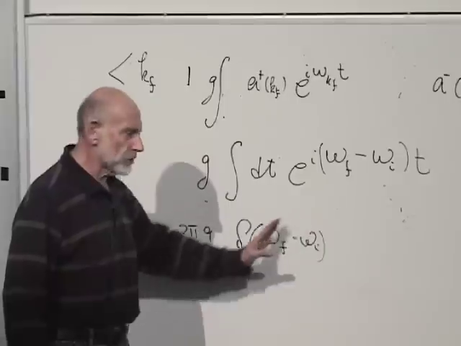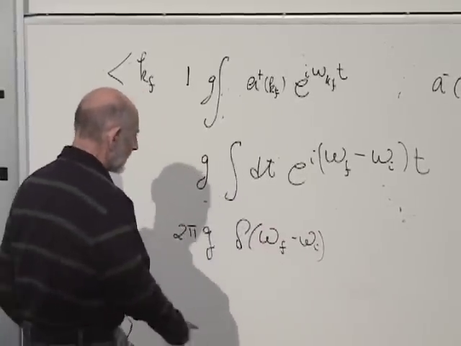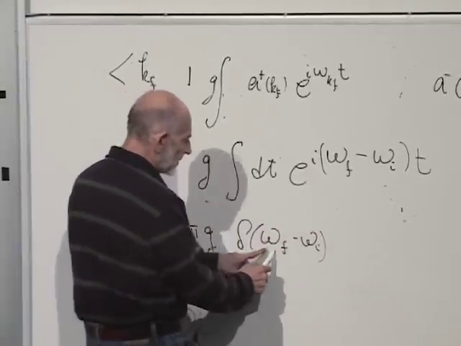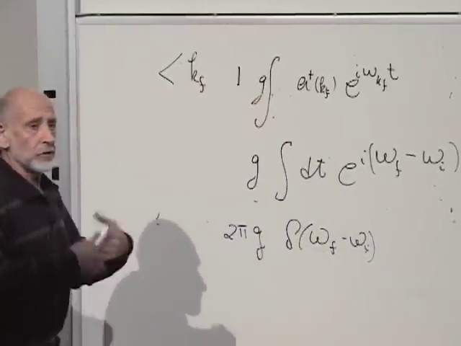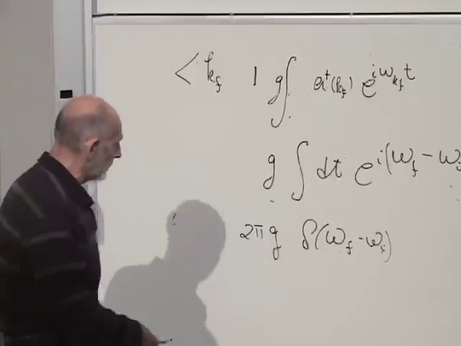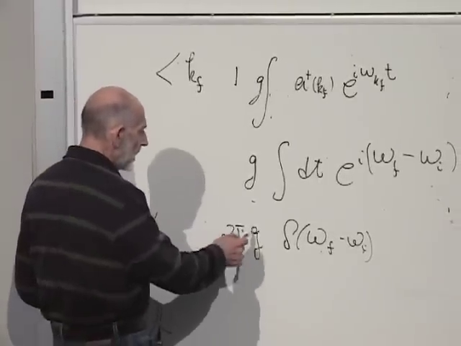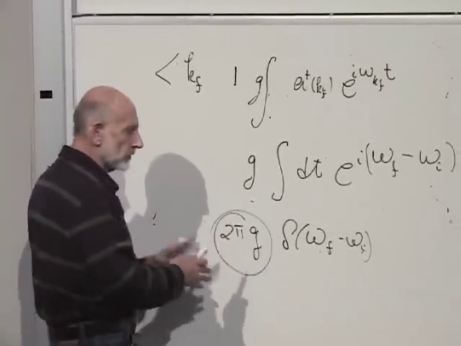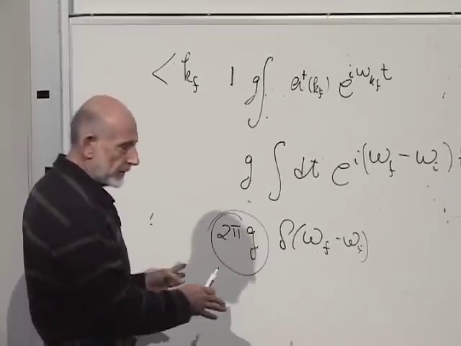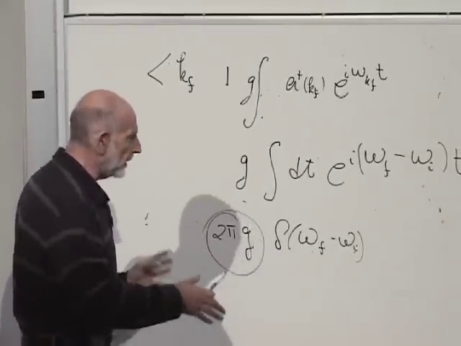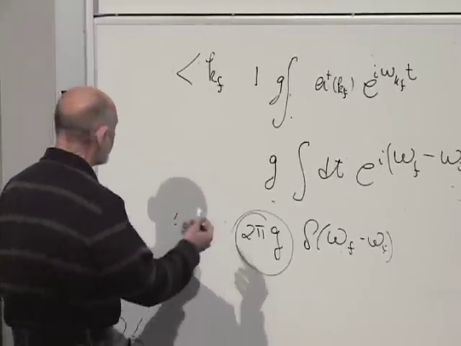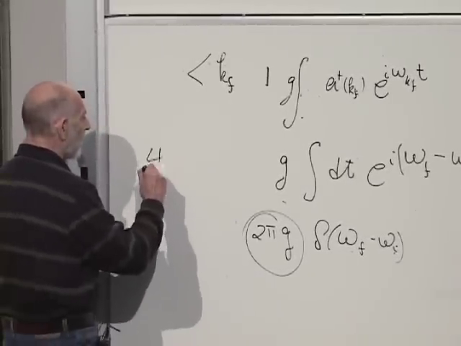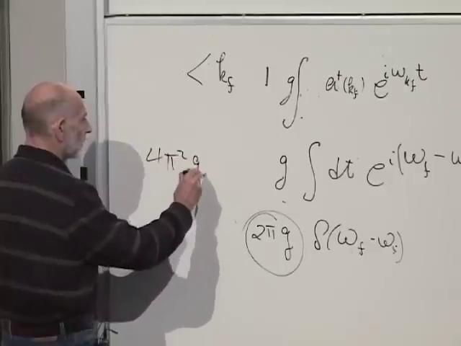We have to worry about squares of delta functions, but in any case, this will be 0 unless the initial energy is the same as the final energy. Let's assume the initial energy is the same as the final energy. Then this is the operative important part of the scattering amplitude. Let's call this by its name. It's the scattering amplitude. And the probability for the scattering is proportional to 4 pi squared g squared.